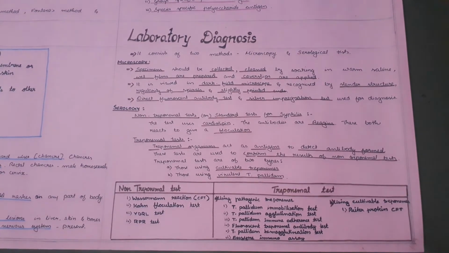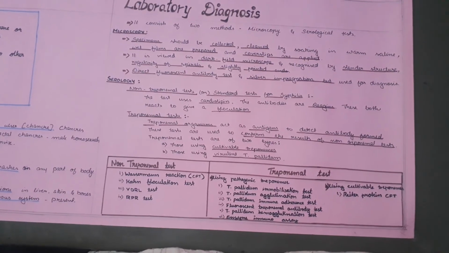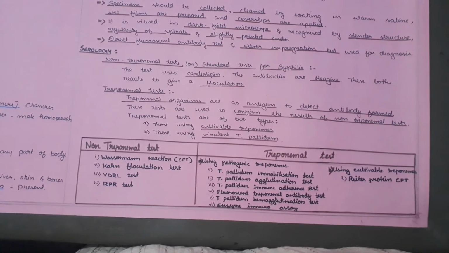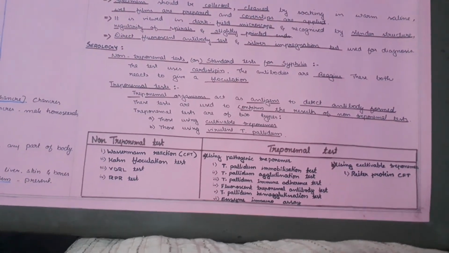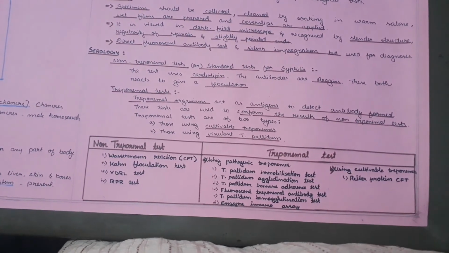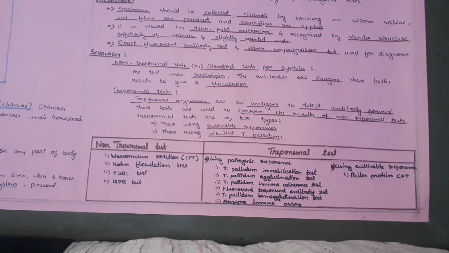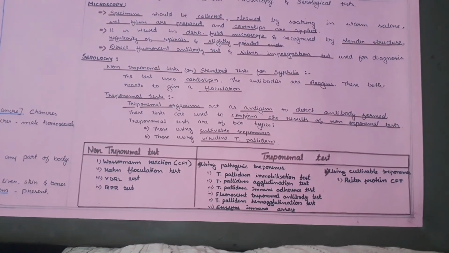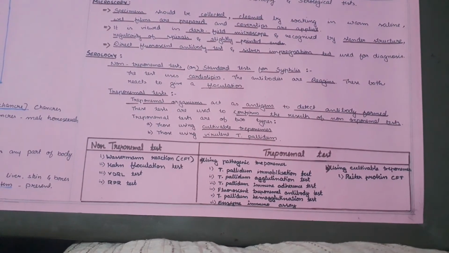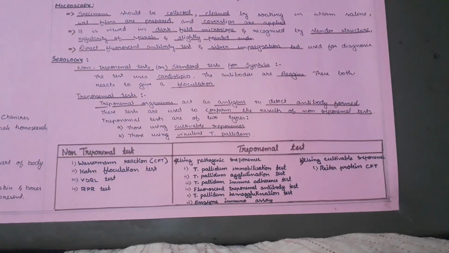The tests coming under non-treponemal tests are Wassermann reaction, also known as CFT, Kahn flocculation test, VDRL test, RPR test. And the ones coming under treponemal tests using pathogenic treponemes are T. pallidum immobilization test, T. pallidum agglutination test, T. pallidum immune adherence test, fluorescent treponemal antibody test, T. pallidum hemagglutination test, enzyme immunoassay. And under cultivable treponemes is Reiter protein CFT.